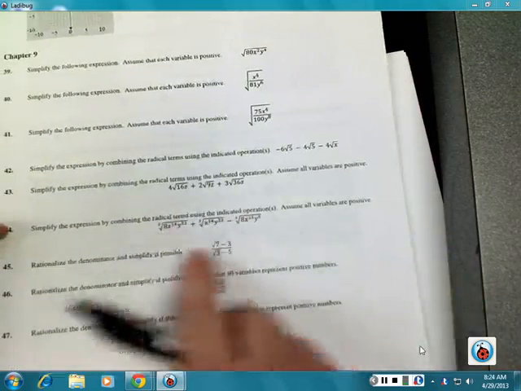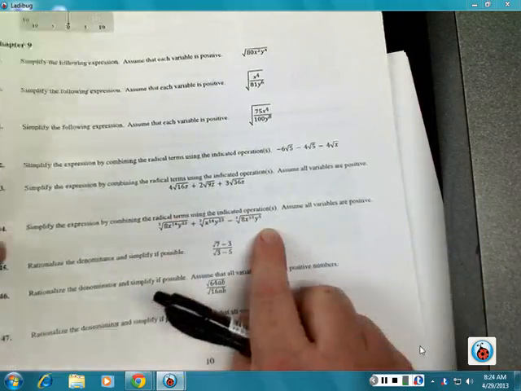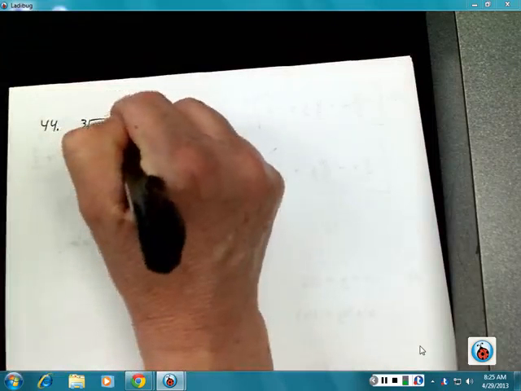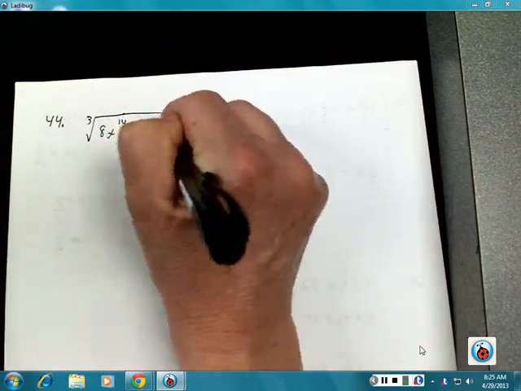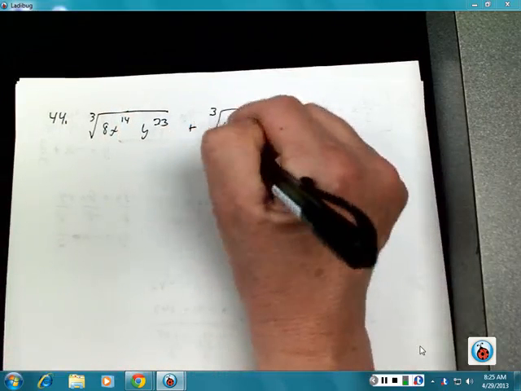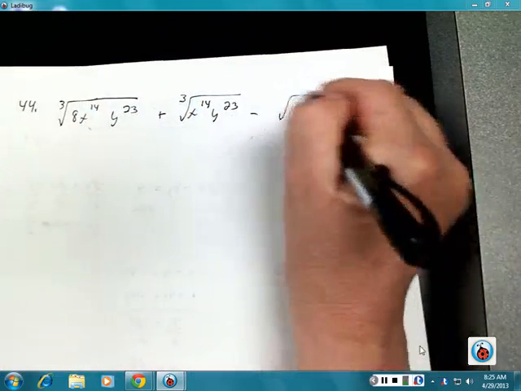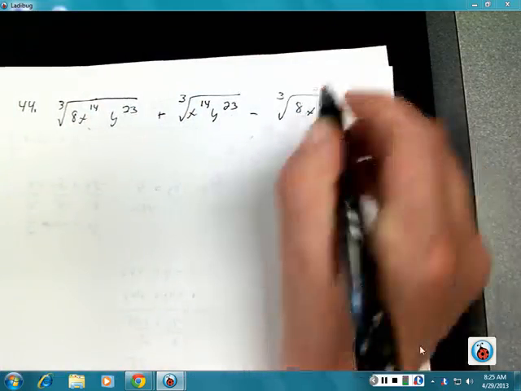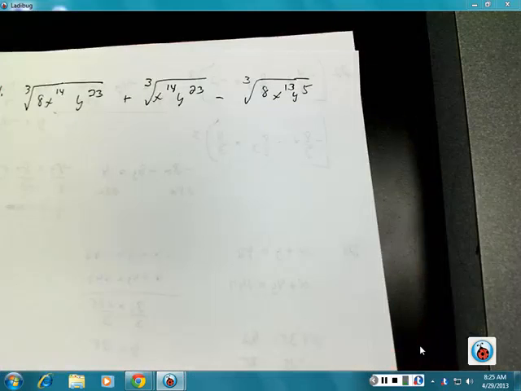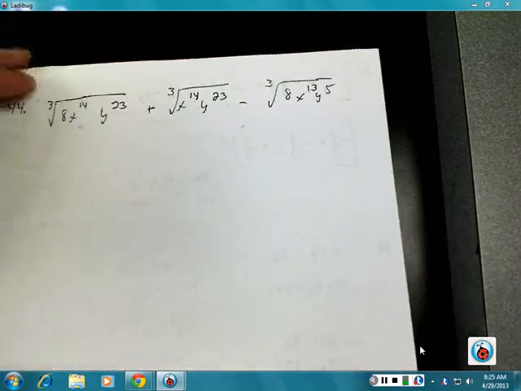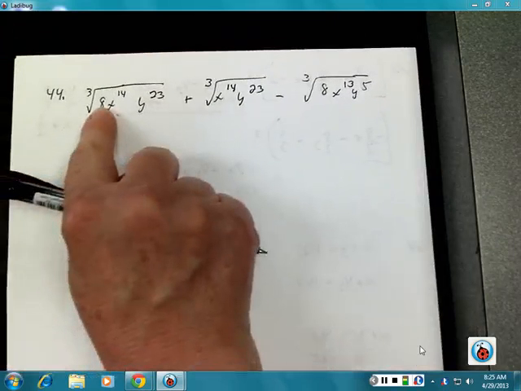44 is one that has rational things we've got to solve. So let me write that up here. 44 is the cube root of 8x to the 14th y to the 23rd plus the cube root of x to the 14th y to the 23rd minus the cube root of 8x to the 13th y to the 5th. So what I have to do with these is see if I can pull some stuff out of them. Well, 8 is the perfect cube of what? 2.